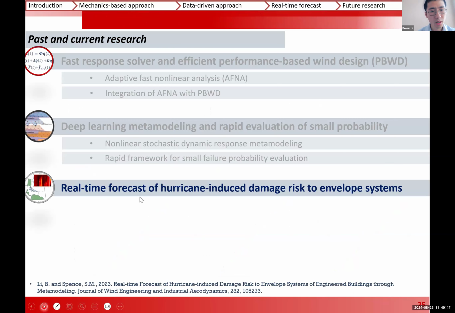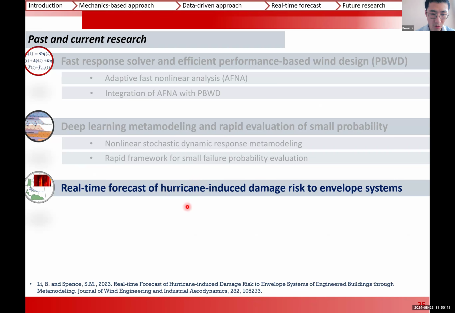Okay. So in the third part, we are considering how we can take advantage of the computational gain, such that we can forecast the damage risk to our building systems, just like a weather forecast. Of course, it would be pretty good information for emergency response and emergency management.